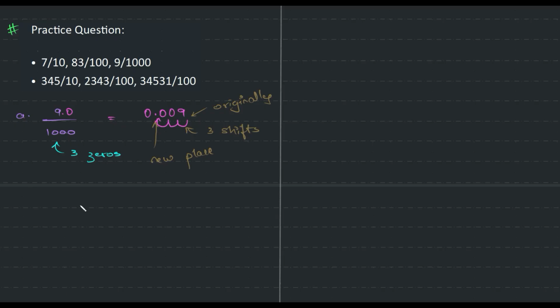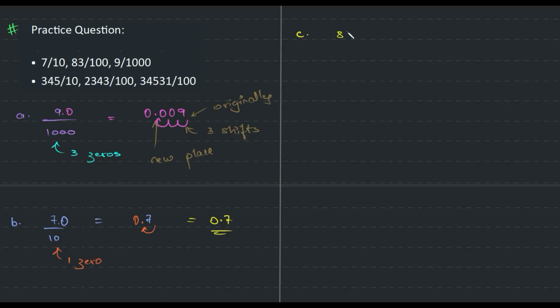Okay. Now, let me take up one more example. 7 by 10. This is quite simple. So we'll just write 7. The decimal is over here, remember. So the number of zeros here is 1. So basically I have to shift 1 and we have 0.7. Okay, if that is confusing, let me write it over here. That's the answer.